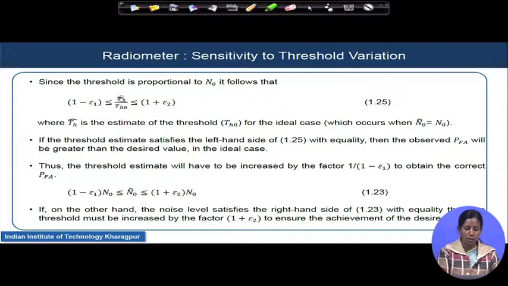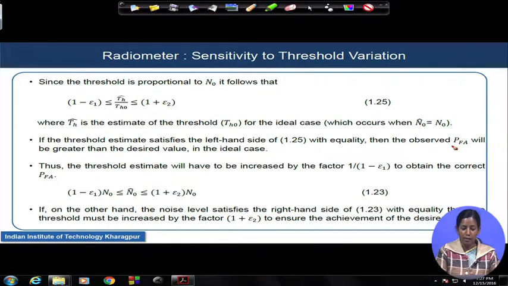Actually, this estimate TH-hat will be exactly equal to the value of TH0 when the estimate of N0 is equal to the actual value of N0. Now, remember one thing: if the threshold estimate is coming equal to the left part of the value, then the observed false alarm probability will be greater than the desired value. That is the meaning of the case.